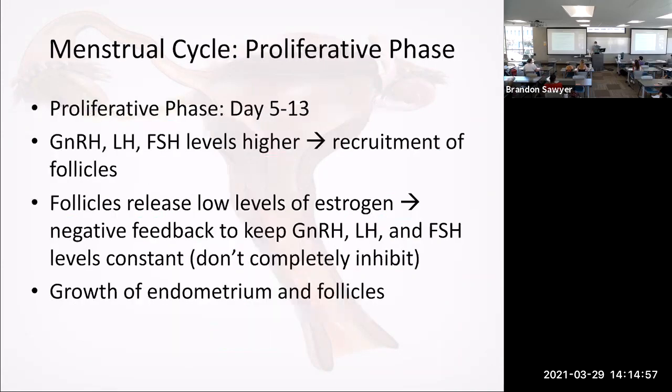Okay, the second stage of the cycle here is the proliferative phase. Proliferation means to grow, right, or to multiply. So this is days 5 through 13. Now we're seeing much higher levels of the hormones. This is recruiting multiple follicles. I always like to think of this as like the girls on the bench. They want to get in there and play.